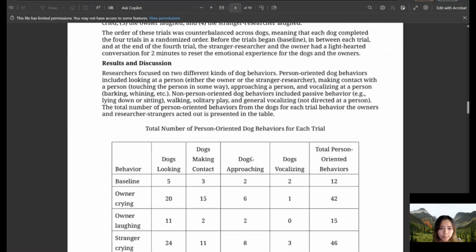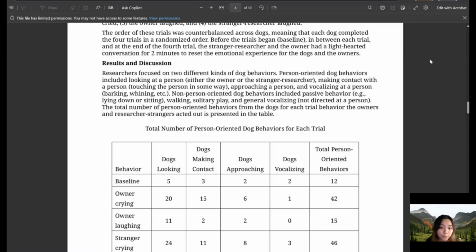And let's skip to the results and discussion part. Researchers focus on two different kinds of dog behaviors. Person-oriented dog behavior includes looking at a person, making contact with a person, approaching a person, or vocalizing at a person. Non-person-oriented dog behavior includes passive behavior, walking, solitary play, and general vocalizing.